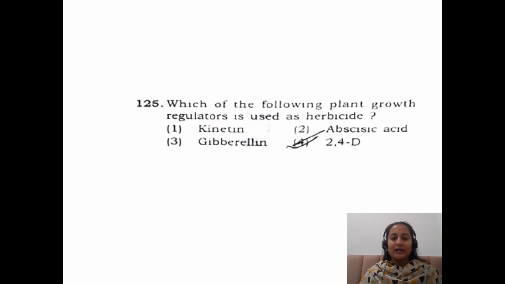Which of the following plant growth regulators is used as a herbicide? This question is from PGR, plant growth and development. So we have different plant growth regulators. Under that, inhibitors and promoters are there. 2,4-D is considered to be a herbicide mostly for dicot weeds. To make weed-free lawns, we will be using this. Most of the farmers will be using this as the herbicide.